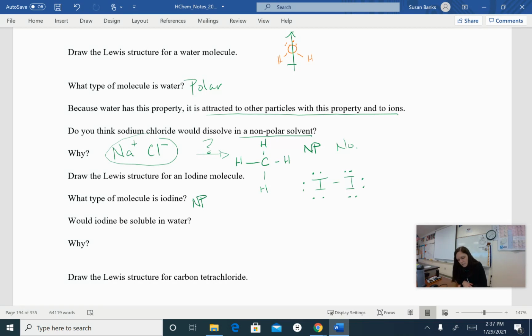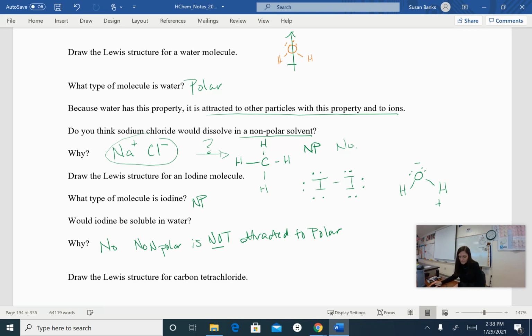So would iodine be soluble in water? So would I be able to get iodine to be attracted to something that has positive and negative ends? Because it has no positive or negative end. No. Okay? So nonpolar is not attracted to polar. Okay, so it would not be soluble in water.